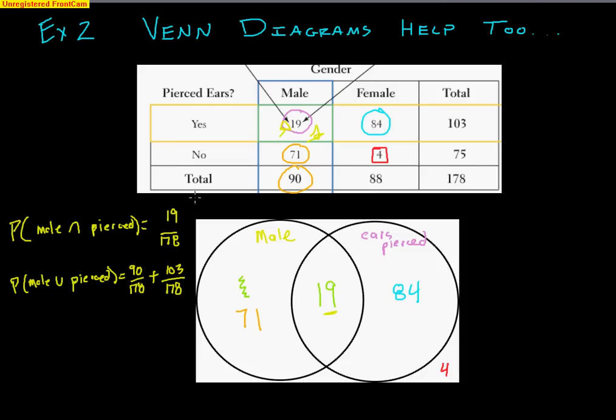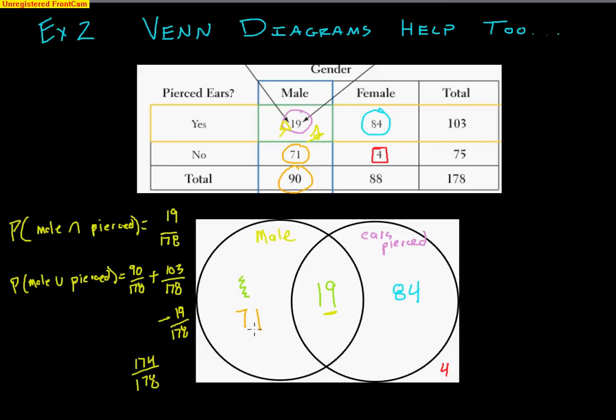Because they were males, they got counted in the 90. They also got counted in the 103 people that had their ears pierced. So I'm going to have to come down here and subtract away the 19 out of 178 that are both. That's the overlap. So it'd be 90 plus 103 minus the 19, and that would be the 174 out of 178. And that actually makes a lot of sense in multiple ways.